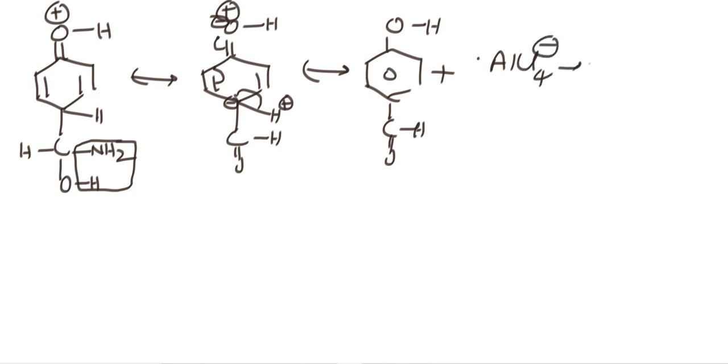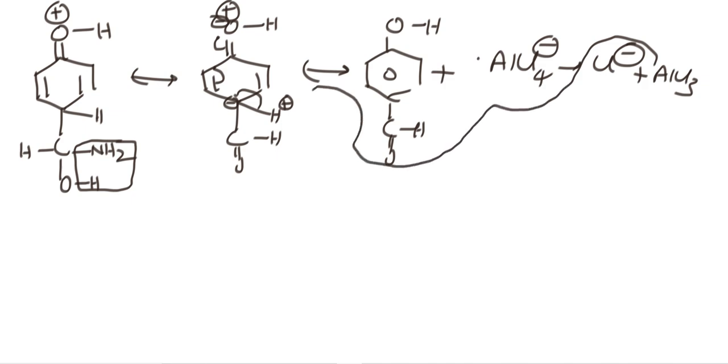AlCl4 loses Cl minus, then it forms AlCl3. Here H plus is there, no? This H plus is combining with this Cl minus. Okay, so HCl is eliminated. Please observe this step, it is important. And as the para position is occupied by the aldehyde, like that the ortho position also it may occupy. Okay, I hope you understand.